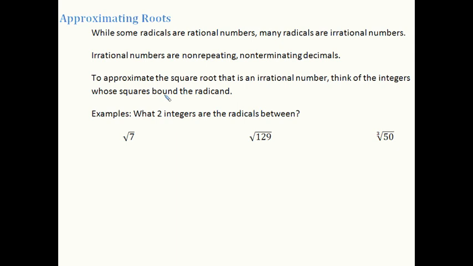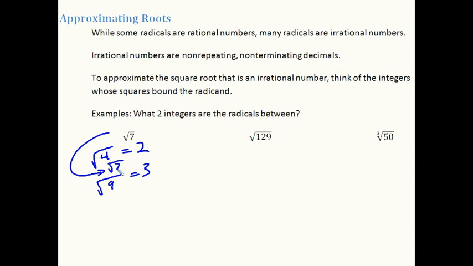So we're going to look at these next couple examples to show us how to work through these things that end up being irrational numbers. What two integers are the radicals between? Here we have the square root of 7. Well, we know that the square root of 4 is 2, and the square root of 9 is 3. So the square root of 7 would fall somewhere between there.